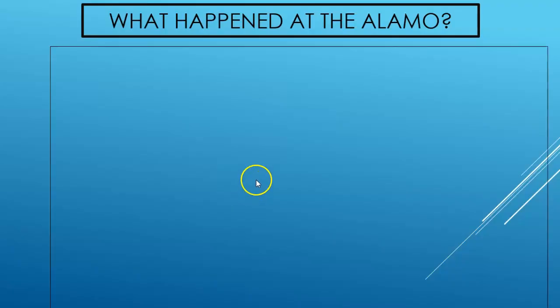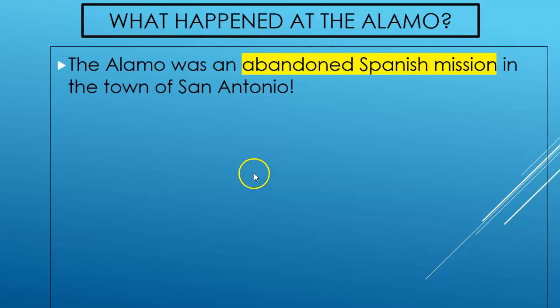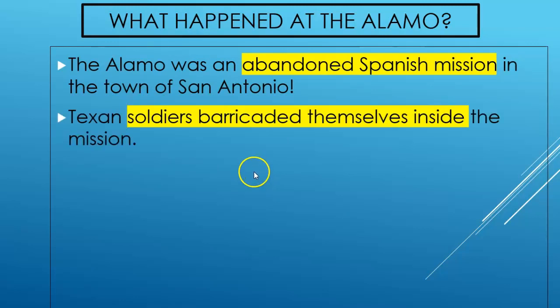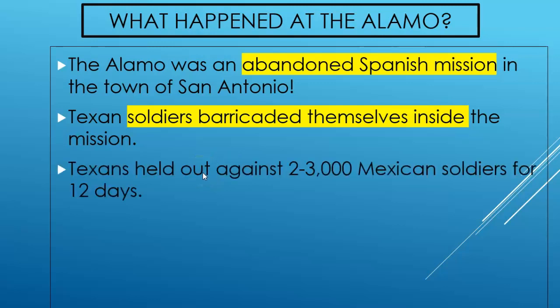So what happens at the Alamo? As I said, it's an abandoned Spanish mission, and as we also mentioned, Texans go inside and they barricade themselves inside the mission, and their job is to hold back the Mexican army, which is marching north to crush this Texan independence movement. Inside, the Texans are able to hold out against, some figures go as high as 4,000 or 5,000, some are as low as 2,000 to 3,000 Mexican soldiers for more than a fortnight, 12 days, 14 days.